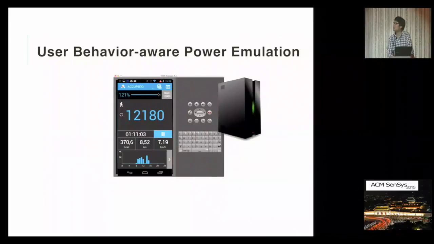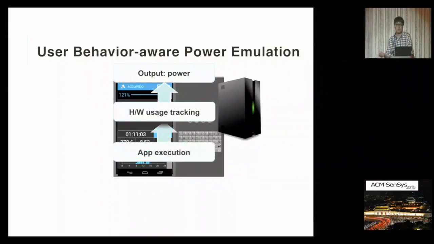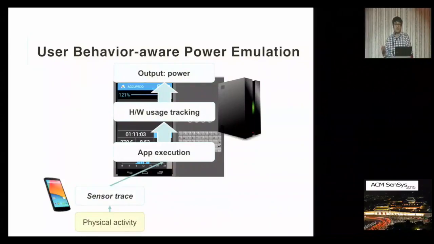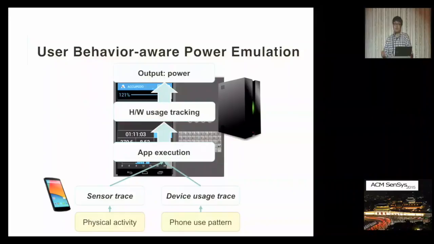How can we produce the power value on the emulator? We track the hardware usage of the sensing application and map the usage to the power value using the power model. For hardware usage tracking, we need to execute the sensing applications on the emulator. So to run the sensing application as if it runs on a user's smartphone, we record the sensor trace on the mobile side and replay it on the emulator. Also, to consider the resource sharing, we collect the device usage trace made by the existing applications and replay it on the emulator as well.